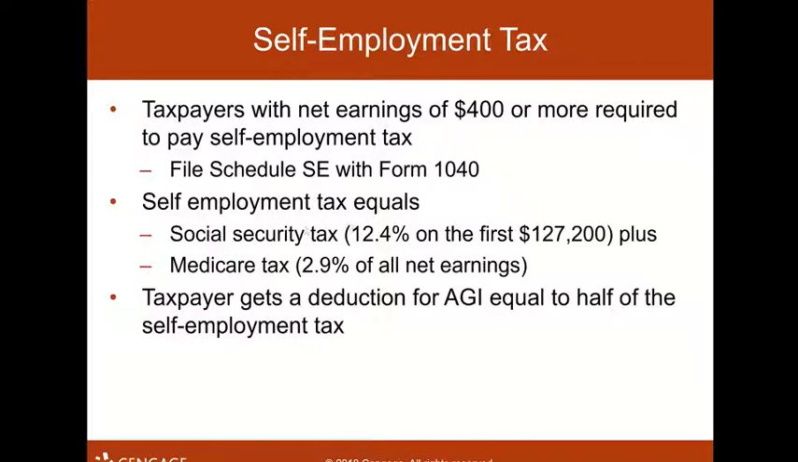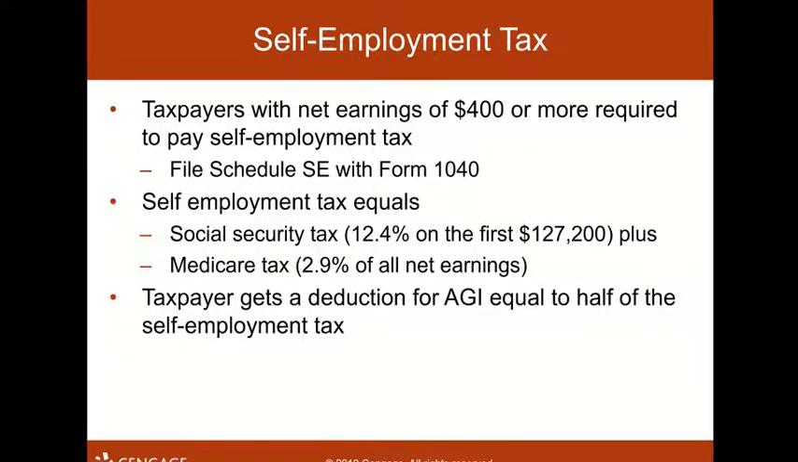Self-employment tax equals social security tax, which is 12.4% on the first $127,200 plus Medicare tax, which is 2.9% of all net earnings. The taxpayer gets a deduction for adjusted gross income equal to half of the self-employment tax. So this is mainly a deduction, which is half of the self-employment tax.